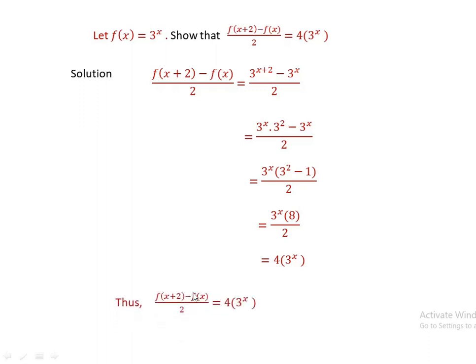Thus, for f of x equal to 3 to the power of x, f of x plus 2 minus f of x, over 2, is equal to 4 times 3 to the power of x.